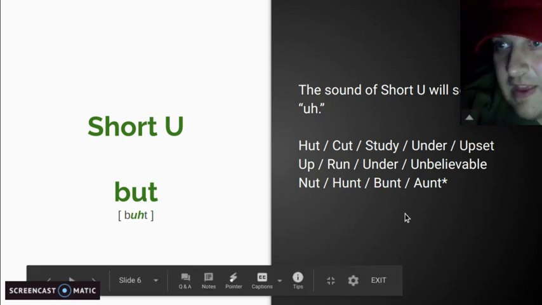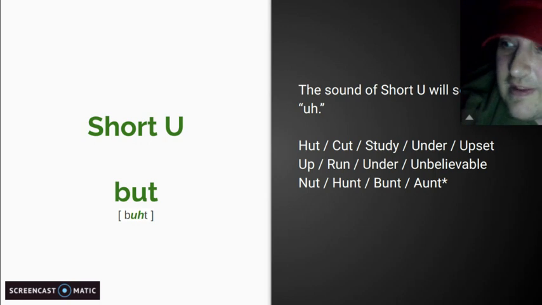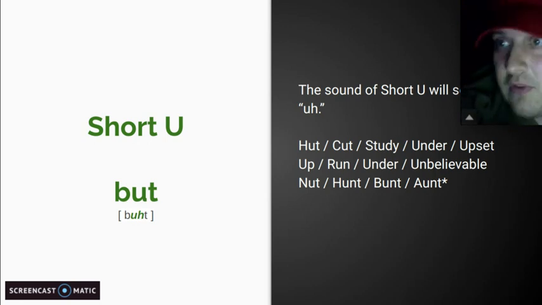So those are the 4 sounds that you'll hear with the letter U, okay? The main ones. Now, there are other sounds that you may hear, but that's when the U is combined with other words. But these are the key sounds that we want to talk about here, okay?